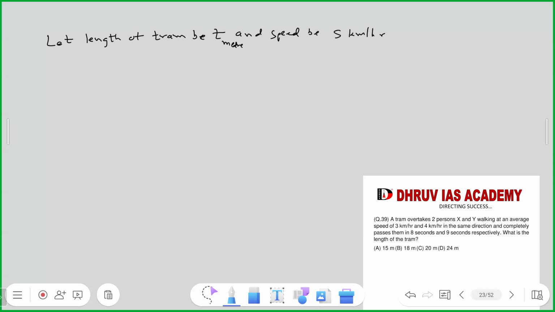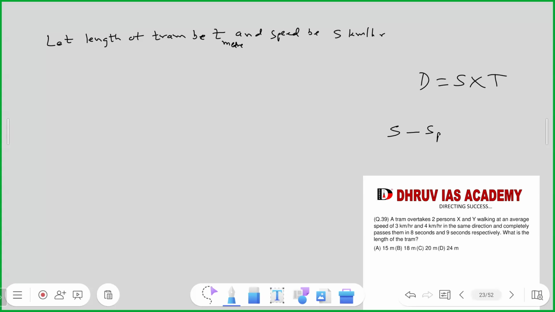Okay, now we know that whenever a train or tram is crossing a person, see, basically the formula for speed, time, distance is distance equal to speed into time. The distance covered will be given by speed into time. Now here, since both the objects are moving, there will be the concept of relative speed. Now this tram and the person are moving in the same direction, so the relative speed at which the tram passes will be the difference in the speeds: speed of the tram minus speed of the person. Same direction, so difference in the speed.